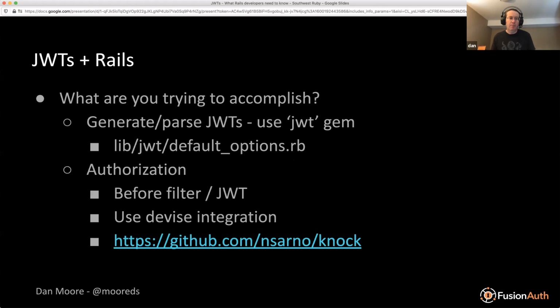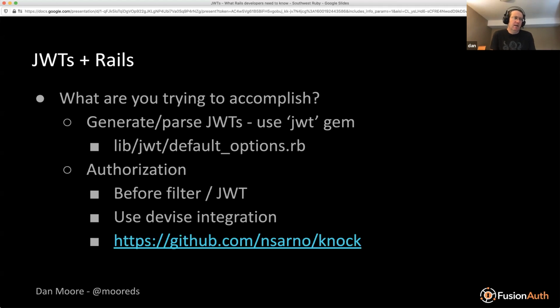Okay. Real quick about Rails. The question is what are you trying to accomplish? If you are generating your JWTs, first of all, should you be generating your JWTs? But if you are, or you just want to parse them out, then you want to use the Ruby JWT gem. It's a well-documented, stable gem. For authorization, you can use a before filter and examine the claims of the JWT in your application controller.